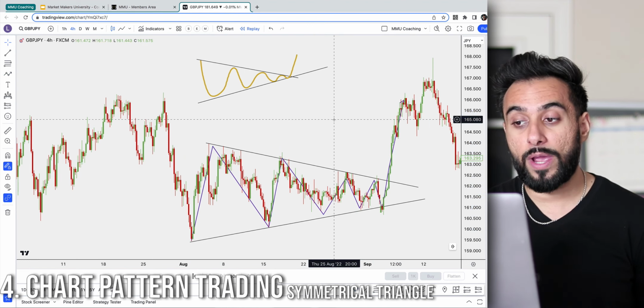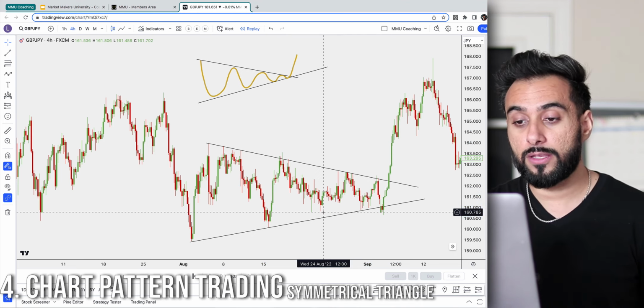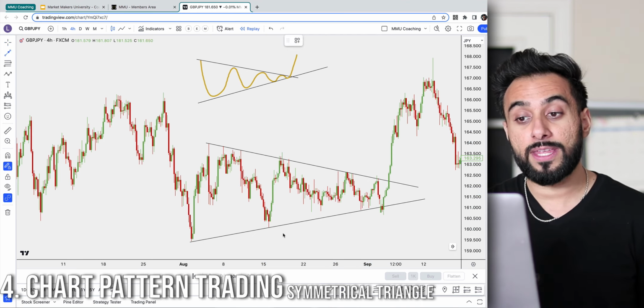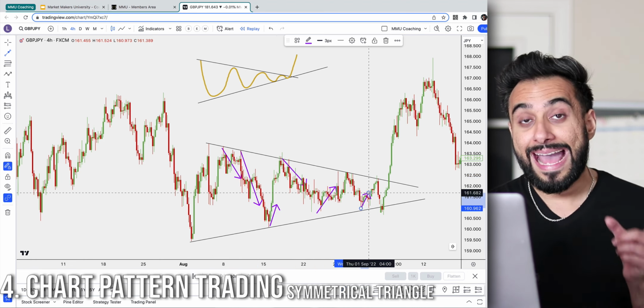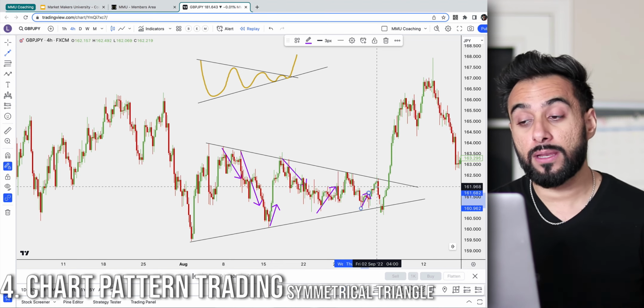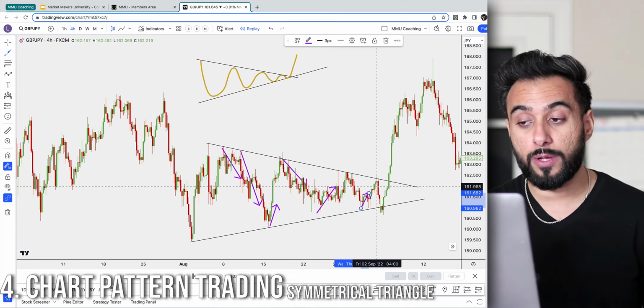Now, one way you can capitalize on these moves is, first thing you can do is you can enter trades within the bounds. You can enter sells within the triangle. You can enter buys within the triangle. Now, as the price action is squeezing into a point, what you can do to capitalize on the squeeze, because again, you don't know which direction it's gonna explode in.